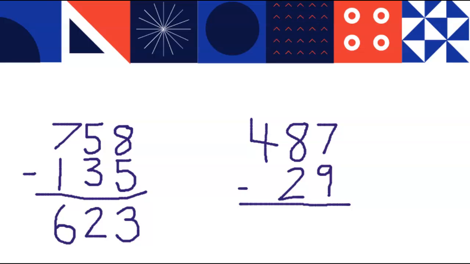Let's look at this example. 487 take away 29. Well, right off, you'll notice that there is more on the floor. 9 is more than 7. So if you hold up 7 fingers, can you take away 9? Absolutely not. You don't have 9 to take away. So you go over to the tens and you borrow from the tens place. And what you're borrowing is 10. So 10 and 7 is 17.